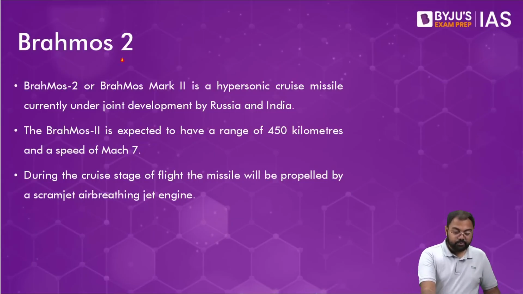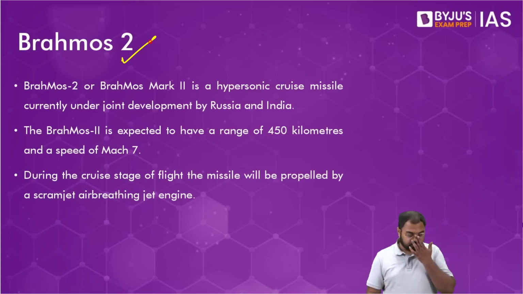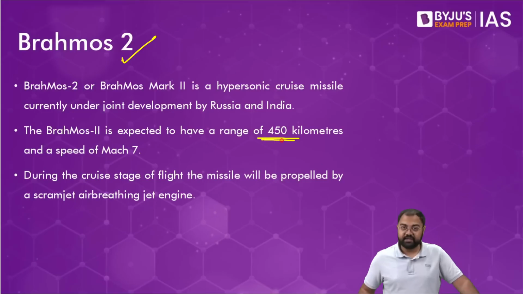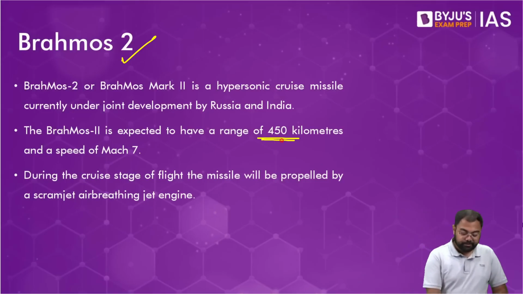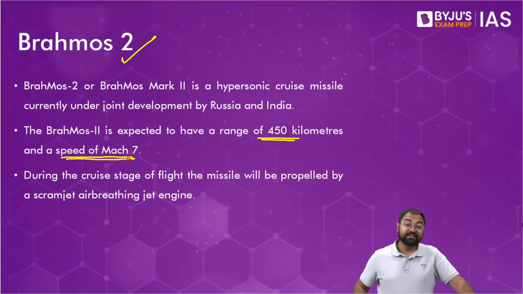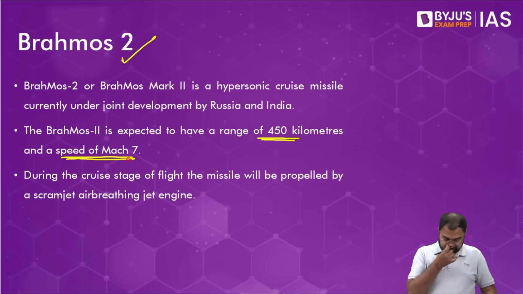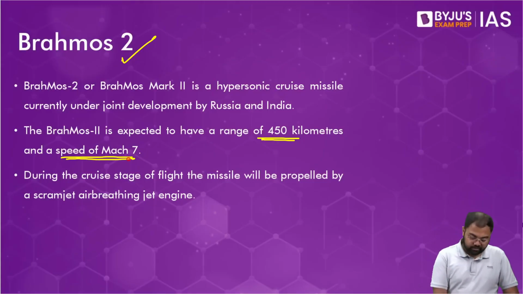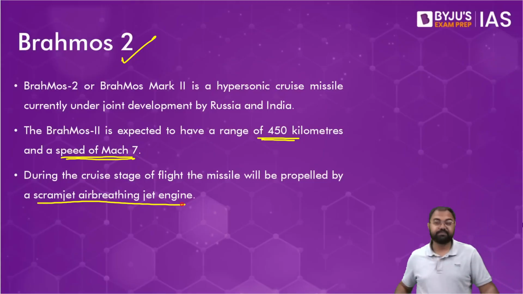Then after that, the BrahMos 2 missile came into the picture once we became a part of MTCR. So now the range is expected to be up to 450 kilometers, whereas the maximum speed that BrahMos 2 could potentially reach is up to Mach 7. Now, this is basically a big jump, and it's not that easy. At the same time, a scramjet engine will be used for BrahMos 2.